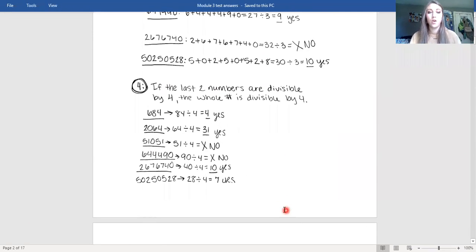Okay, 4. If the last two digits are divisible by 4, the whole number is divisible by 4. Out of 684, we'll take 84. 84 divided by 4 equals 21. So yes, it is divisible by 4. For 2064, you'll take 64. 64 divided by 4 equals 16. So yes, it is divisible. Here's one that's no. You'll take 51, because it's the last two digits. 51 divided by 4 does not work. So no, it does not.